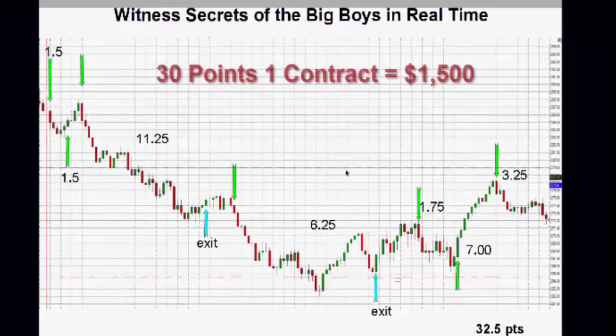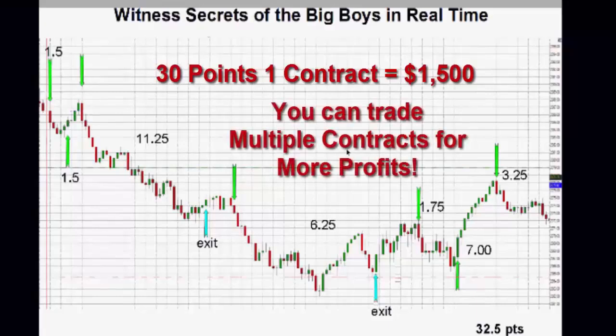This day, we made over 30 points. $50 a point. Okay, you do the math. Now, if you want to do multiple contracts, that's up to you.